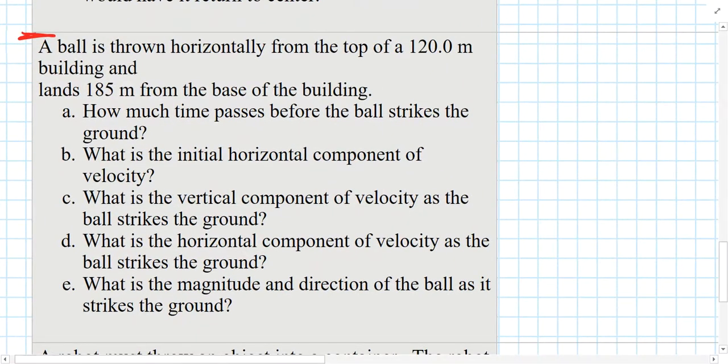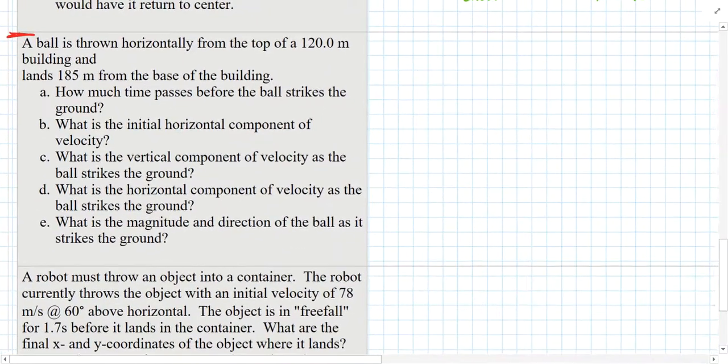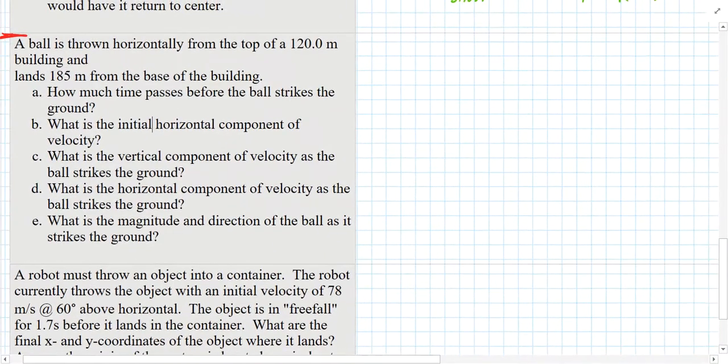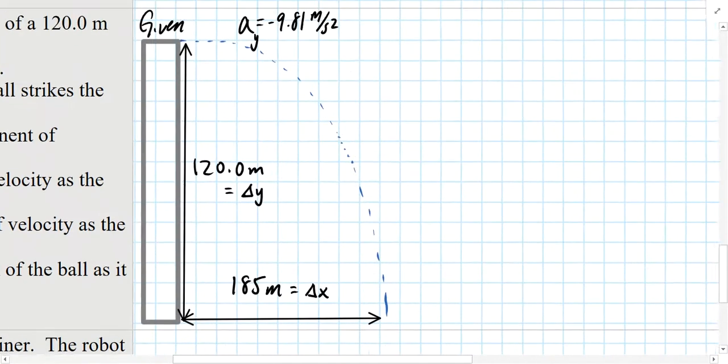So in this example, we've got a ball that's thrown horizontally, and we'll assume that it's perfectly horizontal, right from the top edge of a 120 meter tall building, and it lands 185 meters from the base of the building. So I definitely think we should report our given information. This time, however, we'll probably do so with a bit of a diagram. Clearly this diagram isn't drawn to scale, but hopefully it gives you an idea of what's happening here.